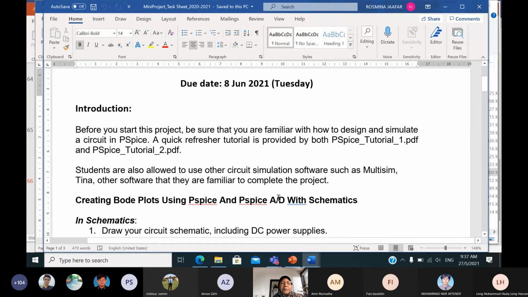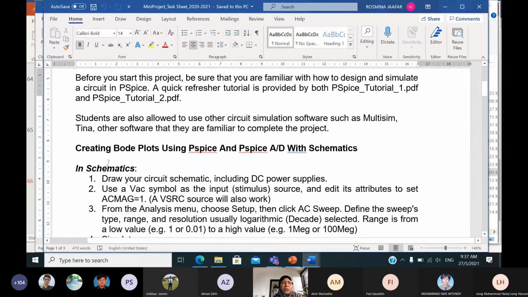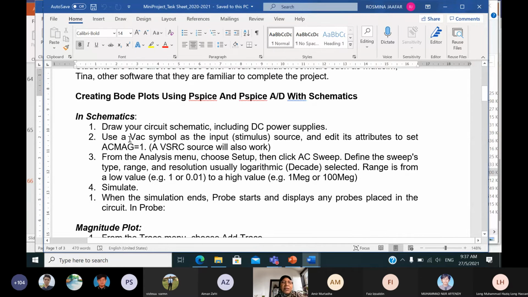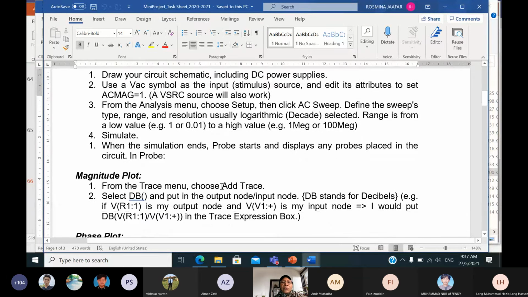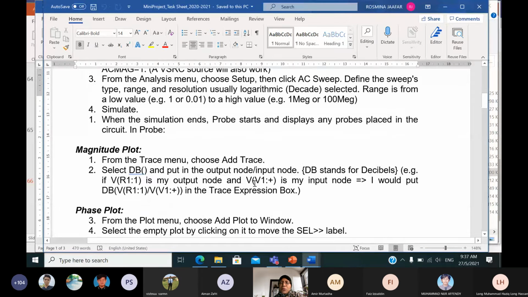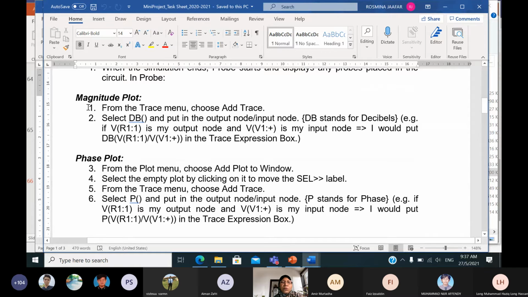Okay, so the task is for you all to simulate, and these are the instructions here for PSpice. Now, if using PSpice, these are the instructions on how you can do it in schematics and do the magnitude plot using PSpice. But using other software, I'm not sure, so you can explore that. So you have to do a magnitude plot and phase plot for the Bode plots.